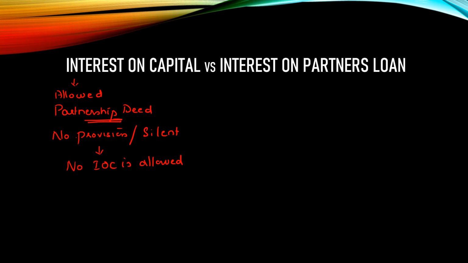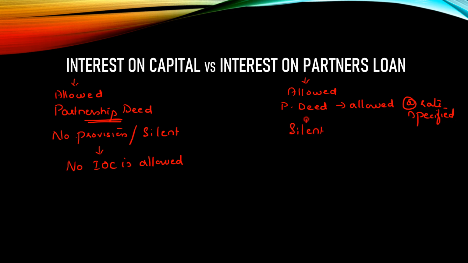But the other thing is interest on partner's loan. Interest on partner's loan will be allowed on the basis of the partnership deed, at whatever rate is specified. In case the partnership deed is silent, the partners are entitled to interest at the rate of 6% per annum on the loan that they have provided to the firm.